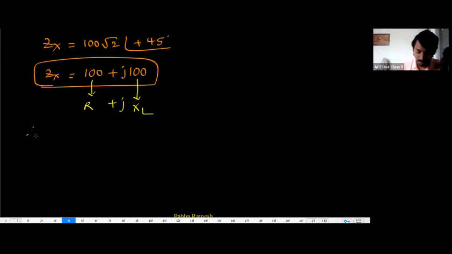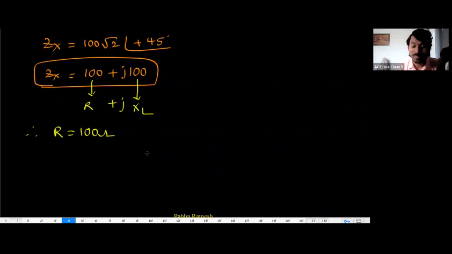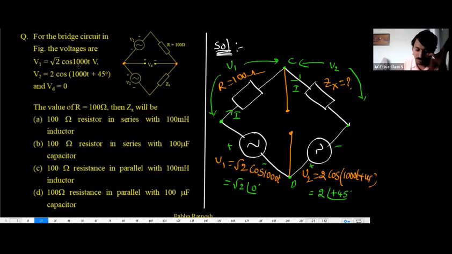Okay, therefore, what we can write? R is equal to 100 ohm. Sir, R equal to 100? All options are equal to 100 only. So therefore, you have to take XL is equal to 100 ohm. So what is XL? Omega L. In the question, what is omega? 1000 t, because omega t we can say. So simply, omega is 1000.